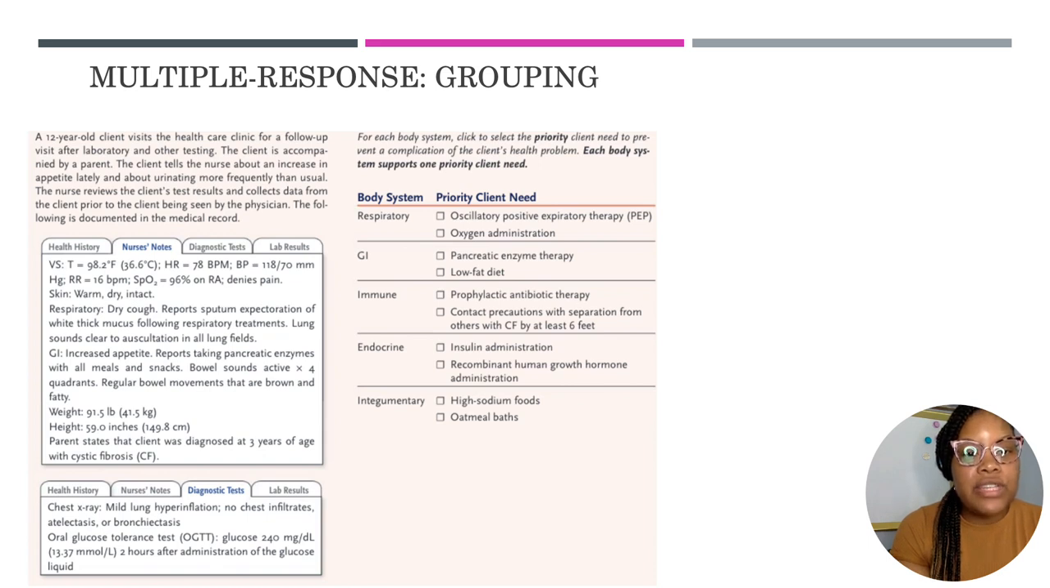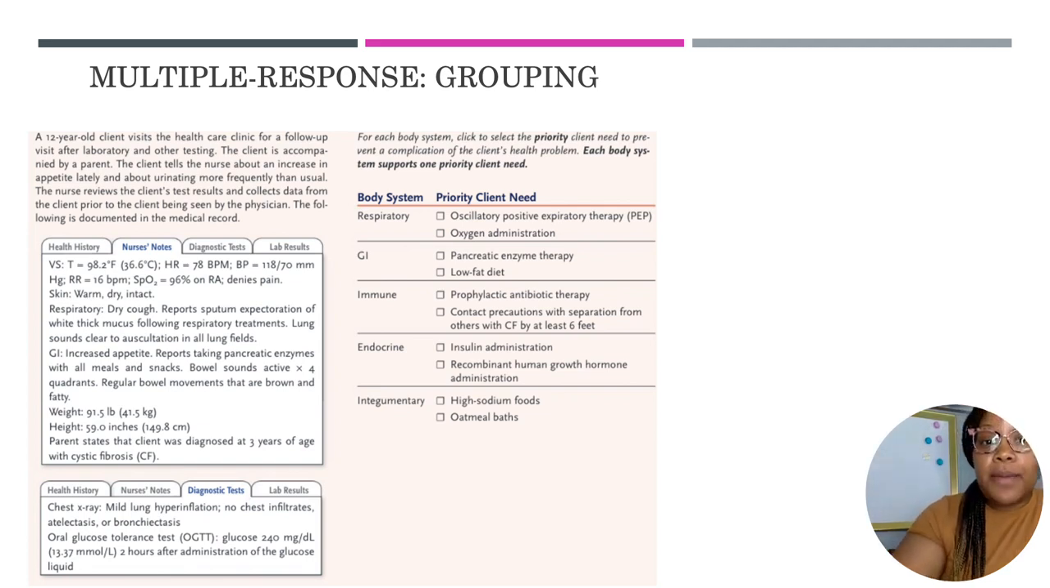GI, they have an increased appetite. They report taking pancreatic enzymes with all meals and snacks, and their bowel sounds are active in 4 quadrants. Regular bowel movements, they are brown and fatty, and their weight is 41.5 kgs. Height is 59 inches, and the patient states that the client was diagnosed at 3 years old with cystic fibrosis.